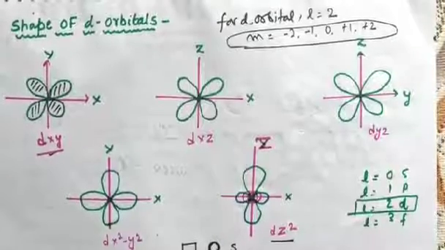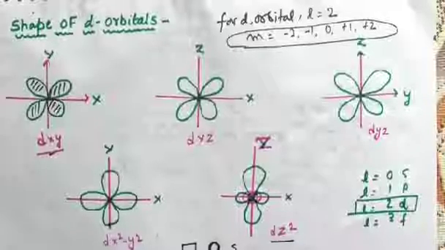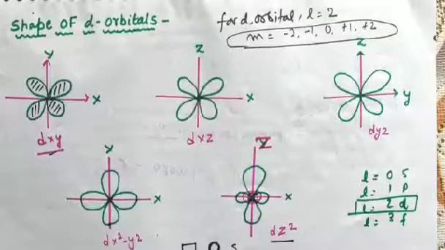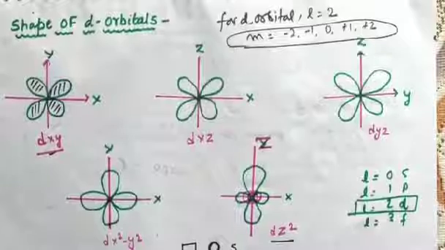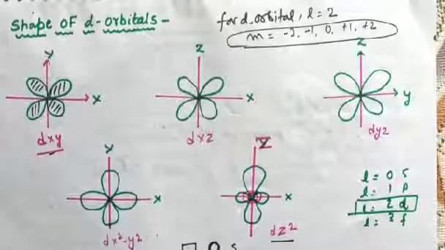So now finally we have the d orbital shapes. The f orbital is very complex in shape, so it is not needed for you. You do not have to study the f orbital shape. We will only deal with s, p and d orbitals.